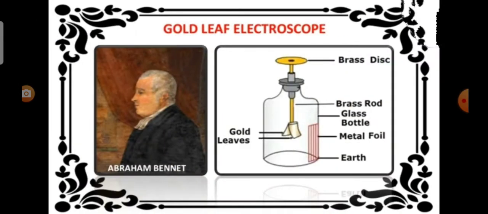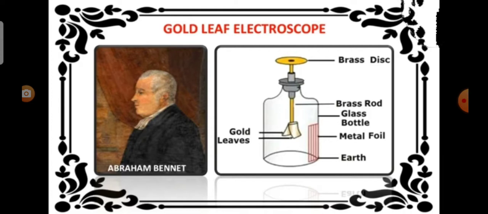Let us know about the gold leaf electroscope. The gold leaf electroscope was developed in 1787 by British scientist Abraham Bennett. Gold and silver are used in the electroscope because they are the best conductors of electric current.